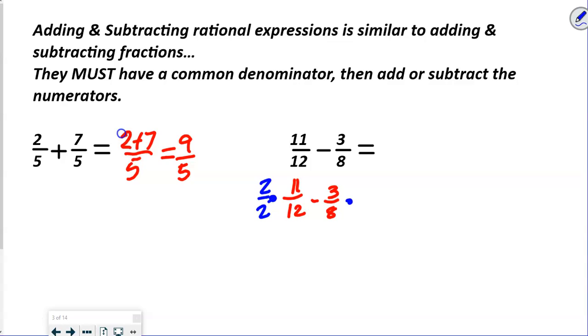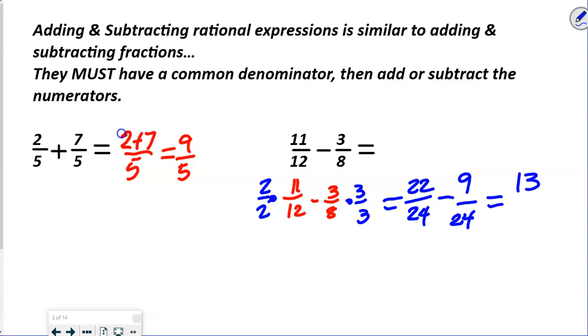Over here, what do we have to multiply the 8 by to get 24? 3 over 3. Now remember, we're multiplying the numerator and denominator by the same number, so we're not changing the expression, okay? Here we're going to get 2 times 11, that's 22 over 24, and then 3 times 3, that's 9 over 24. You should see that 22 minus 9 is 13, so the answer here is 13 over 24.